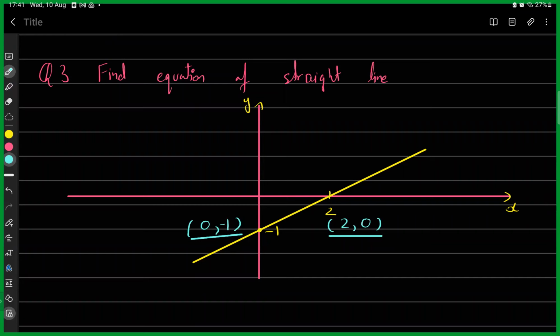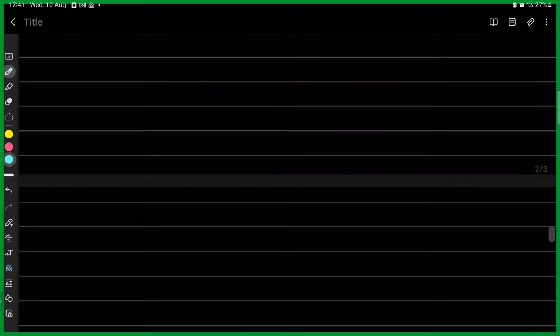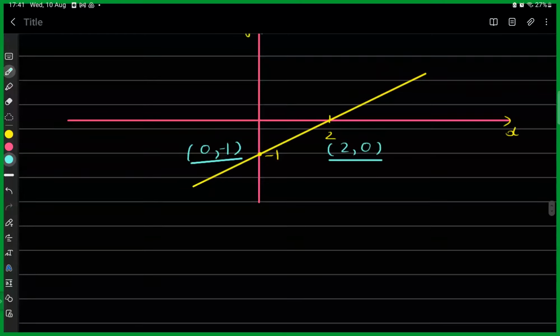Okay. So those who were not able to do it, I'm pretty sure you guys would be able to do it now. Another way of finding this equation is basically this. Let's talk about it over here.